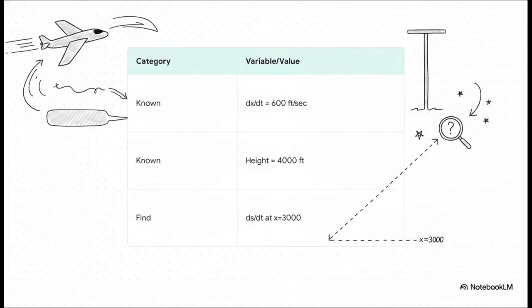Now for Step 2, translating this physical scene into our knowns and unknowns. The plane is flying at a speed of 600 feet per second. In our math model, that physical speed is just the rate at which our horizontal distance, x, is changing over time, so dx/dt equals 600. The height? That's a rock-solid constant, 4,000 feet. So what are we trying to find? We want to figure out how fast that diagonal line of sight distance is increasing, which is ds/dt, at the exact split-second moment when the plane is exactly 3,000 feet away horizontally.